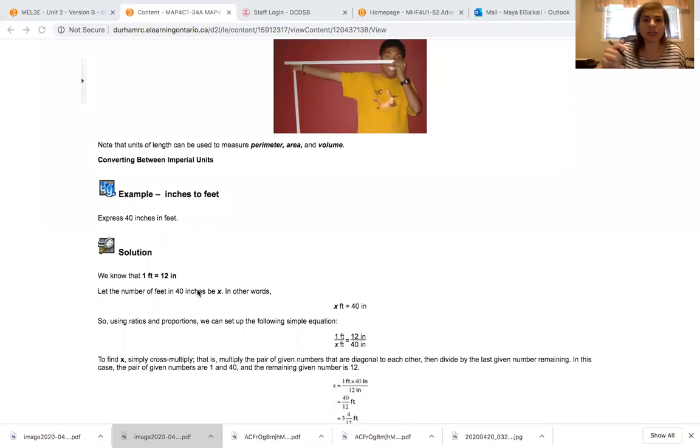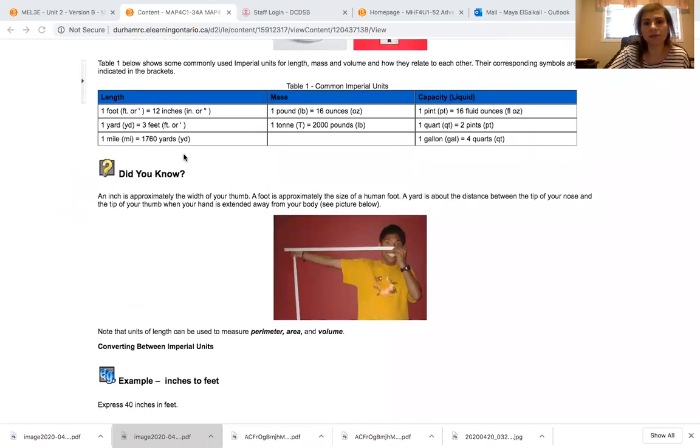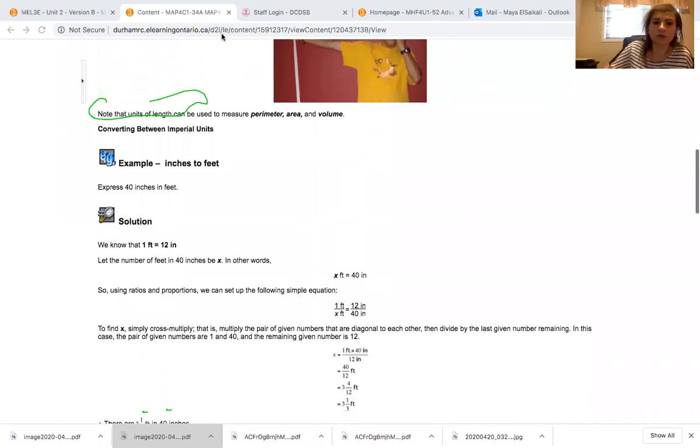So the first question is, express 40 inches in feet. So what do we know? We know that from this table, inches and feet. So I'm looking at this formula right here. Right? So 1 foot is 12 inches. This is the formula I'm looking at because these are the units that I'm looking at. So we know that 1 foot is 12 inches.